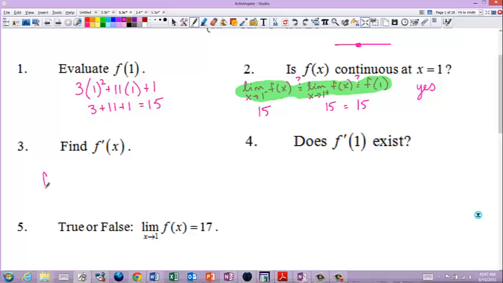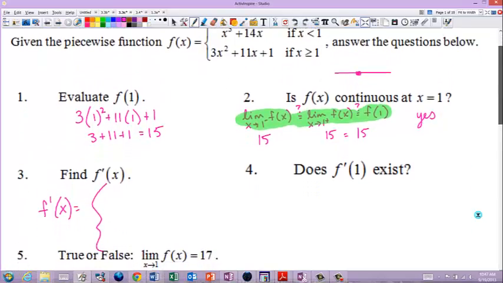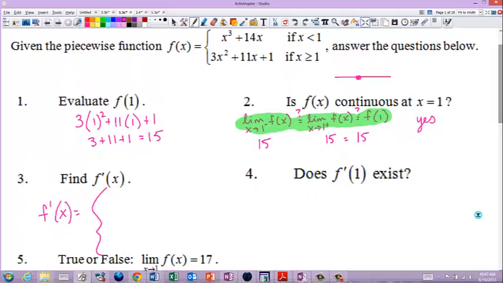To find f prime of x, you're like, oh gosh, how do I do this? Well, you just take the derivative of the top and the derivative of the bottom. So the derivative of the top would be 3x squared plus 14 if x is less than 1. And the bottom is 6x plus 11 if x is greater than or equal to 1.